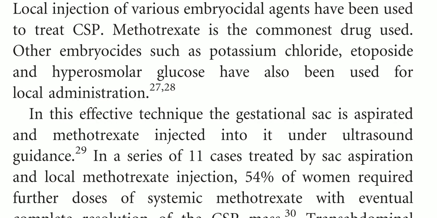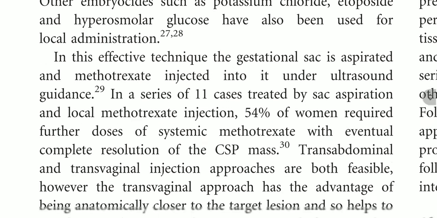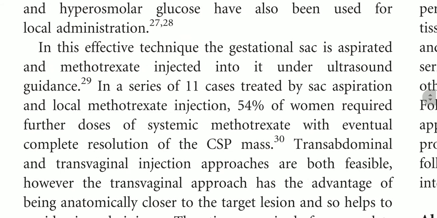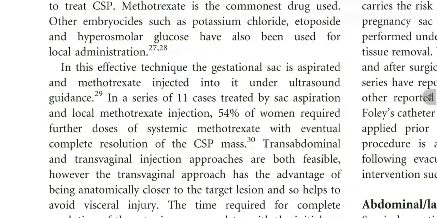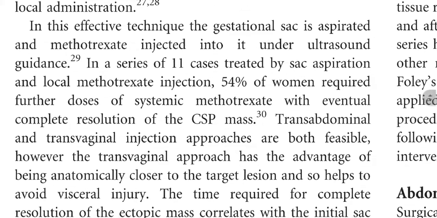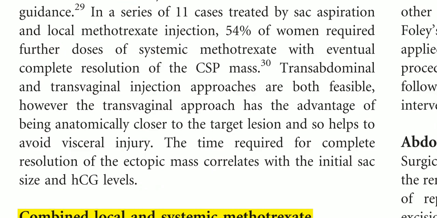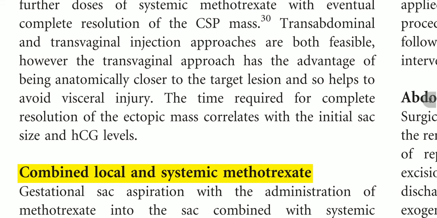In this technique, the gestation sac is aspirated and methotrexate injected in it under the ultrasound guidance, and in a series of 11 cases treated by the sac aspiration and the local methotrexate injection, 54% of the women required a further dose of systemic methotrexate with eventual complete resolution of cesarean scar pregnancy mass. Transabdominal and transvaginal injection approaches are both feasible. However, the transvaginal approach has the advantage of being anatomically closer to the target and so helps to avoid visceral injury. The time required for the complete resolution of the ectopic pregnancy correlates with the initial sac size and HCG level.